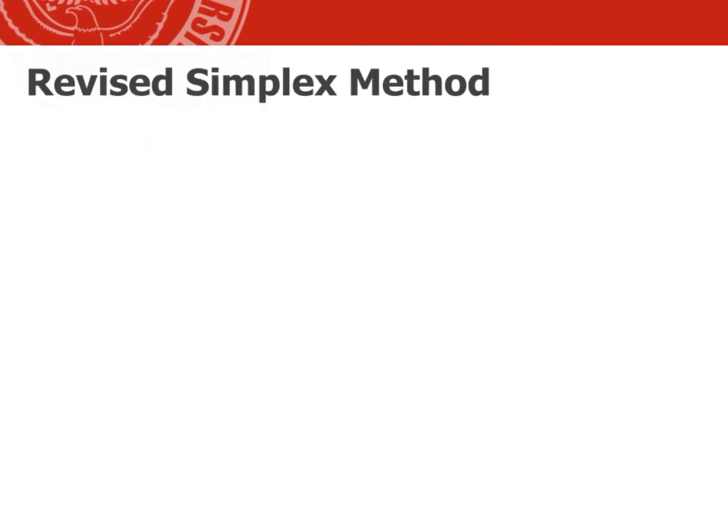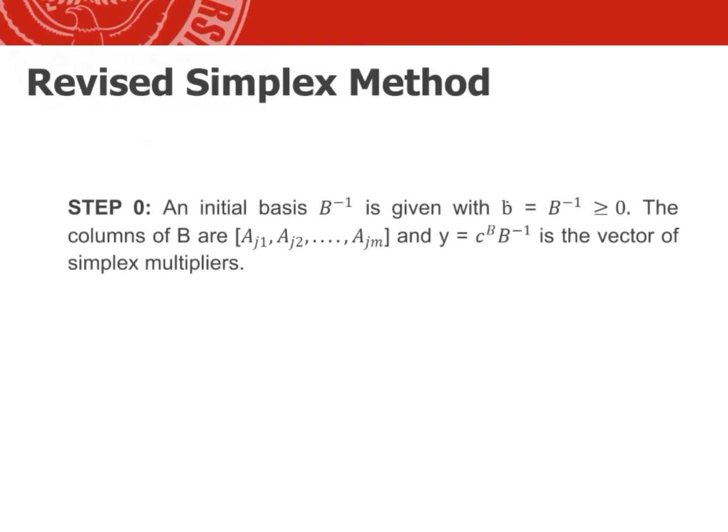Revised simplex method. Step 0. An initial basis inverse B^-1 is given, with b̄ = B^-1 b ≥ 0. The columns of B are a_j1, a_j2, etc., a_jm, and y = c_B B^-1 is the vector of simplex multipliers.